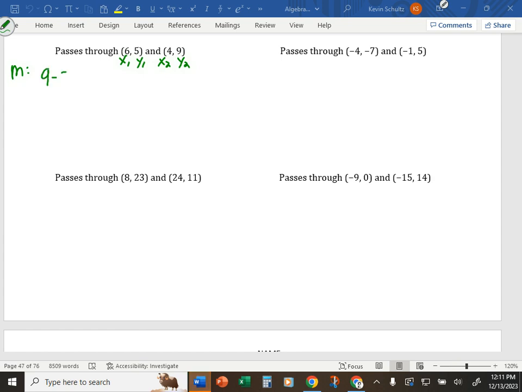So our slope is going to be 9 minus 5 over 4 minus 6. 9 minus 5 is 4. 4 minus 6 is -2. And that gives us a slope of -2. Now that we know the slope, this should bring back memories of about a minute ago. Now that we know the slope, how do we solve for b?